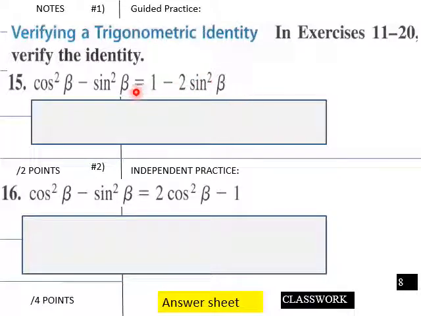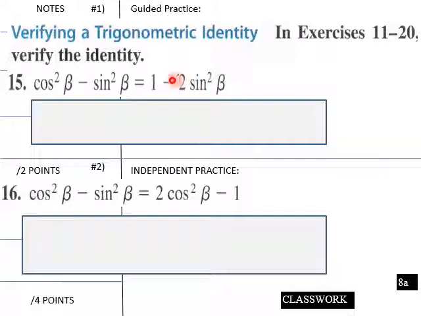Let's try one now. Cosine squared beta minus sine squared beta equals 1 minus 2 sine squared beta. So we need to verify this identity here. And then down here we have something somewhat different. Okay, for verifying these identities, we're going to verify that this is going to equal this.